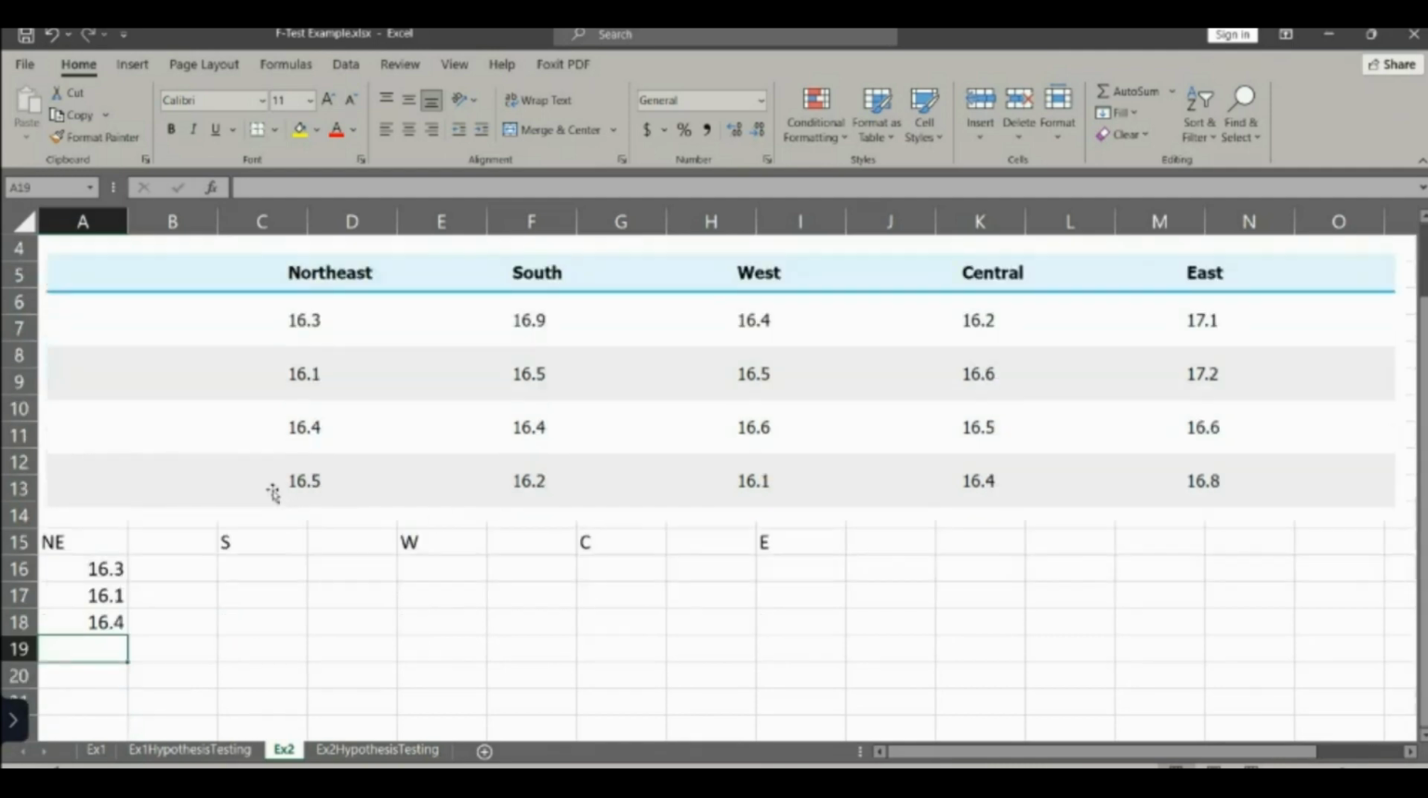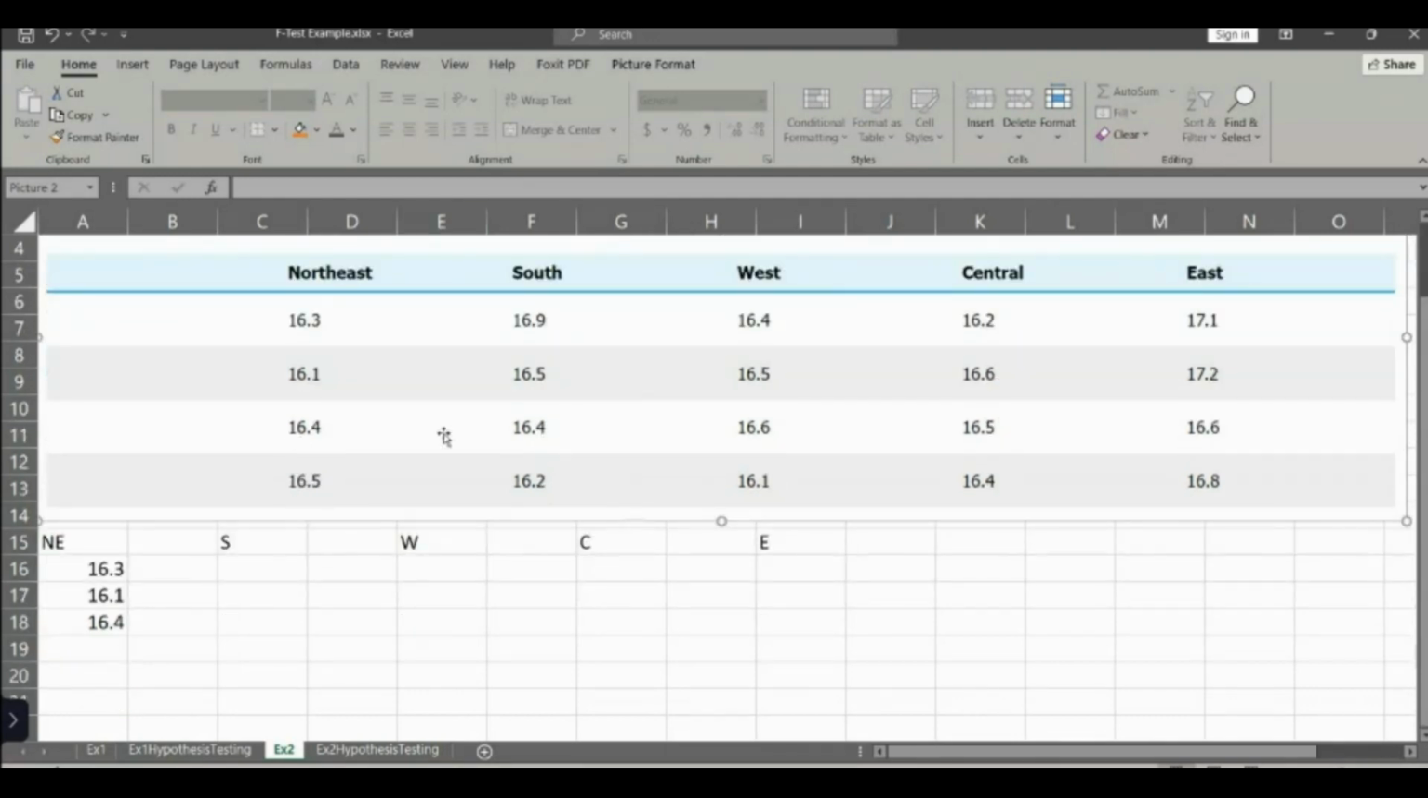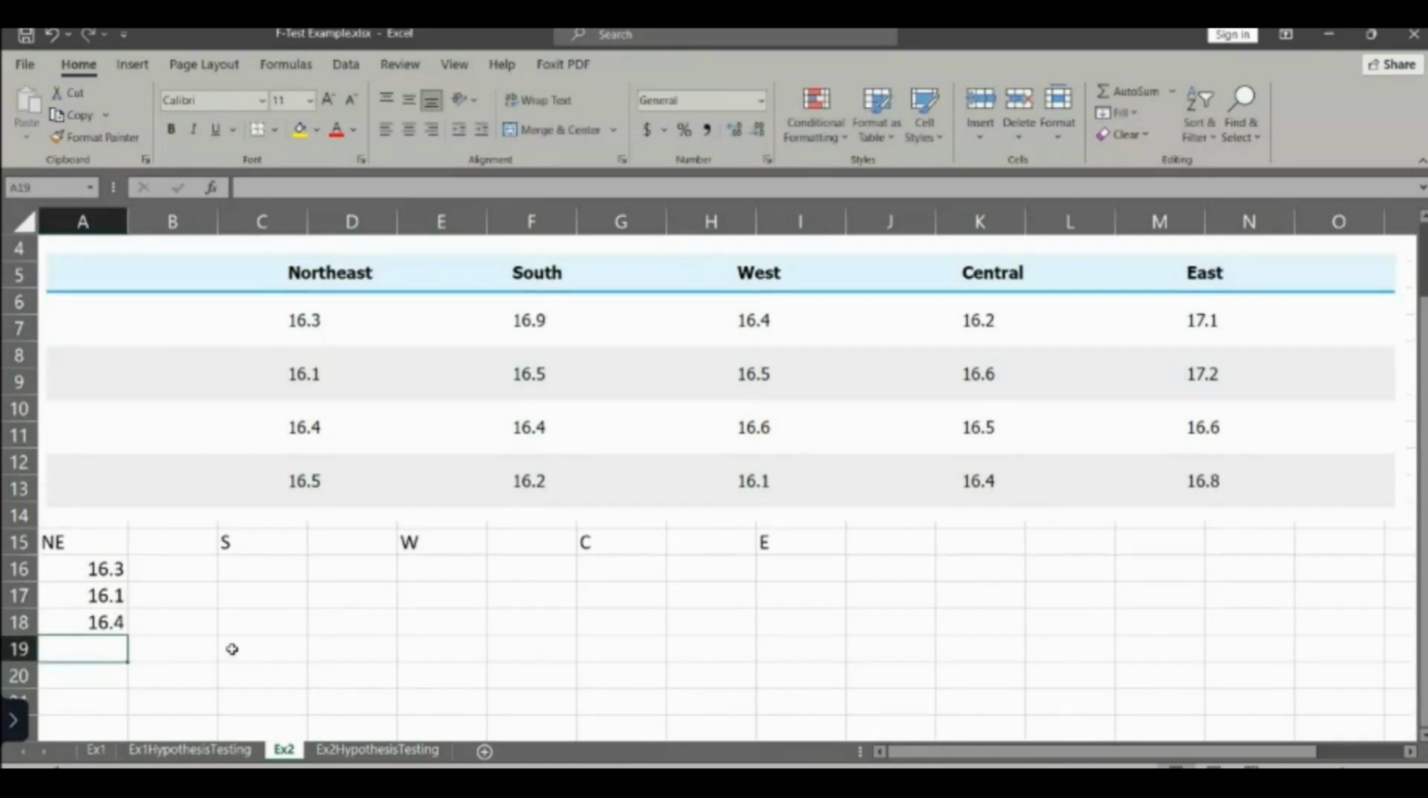Wait lang. But parang kulang yung teenagers natin? It says 5 teenagers in each region, but there are only 4 of them. What happened? So let's supply one more. We have here 16.5. We have 16.0. Okay?